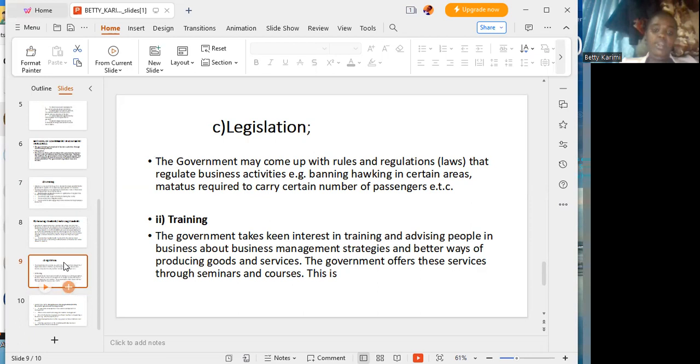The second way in which the government gets involved in business is training. The government takes keen interest in training and advising people in business about business management strategies and better ways of producing goods and services. The government offers these services through seminars and courses. So a government can either organize a course or a seminar to teach business people on the ways of producing goods and services and also teach them more on business management strategies.